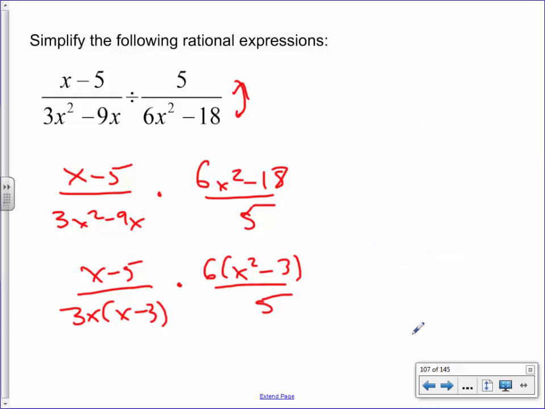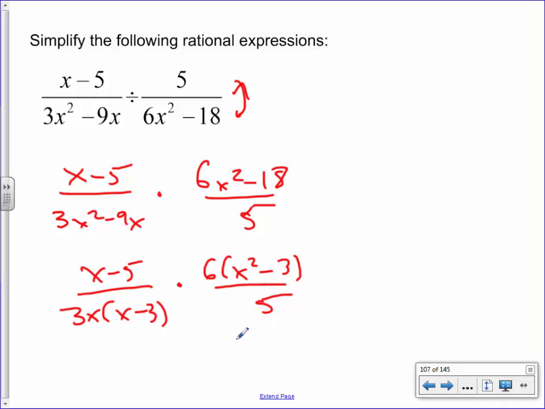I can't guarantee that it'll always be like, hey, look, everything cancels. And I've picked this one on purpose to make a few points. Here's an x minus 3. Here's an x squared minus 3. Can they cancel? Here's an x minus 5. There's a 5. Can those cancel? No. There's only one thing that cancels. Anyone pick out what it is?